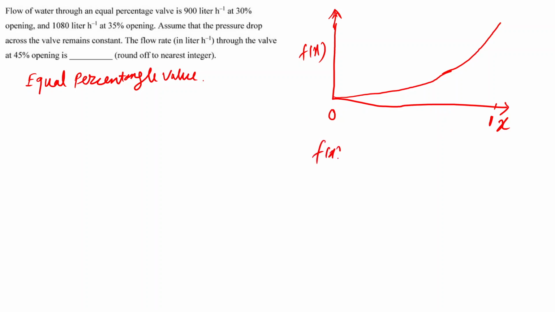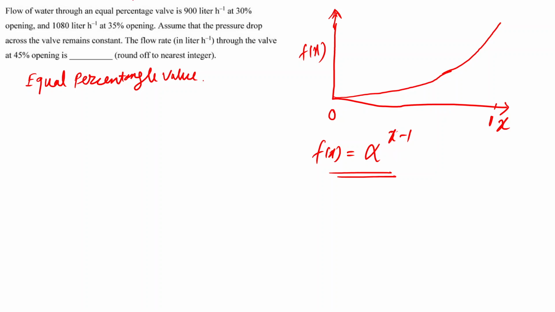equation. f of x is equal to alpha raised to x minus 1, where alpha is a constant dependent on the flow. So we will be using this correlation to find the flow rate at any given valve opening.